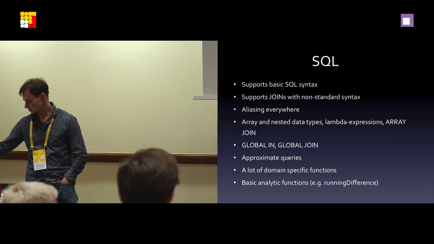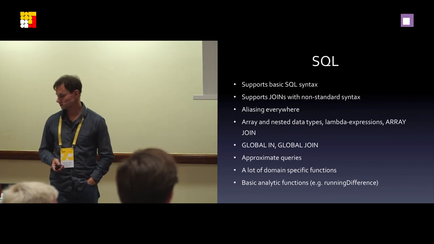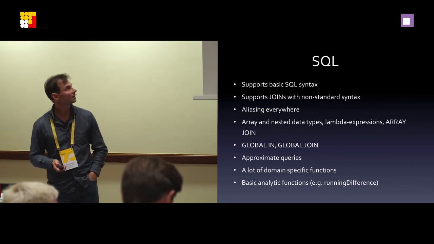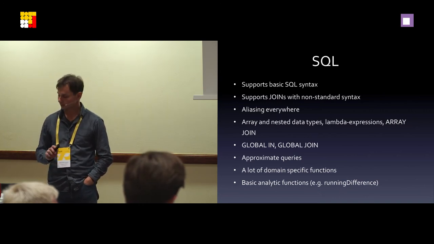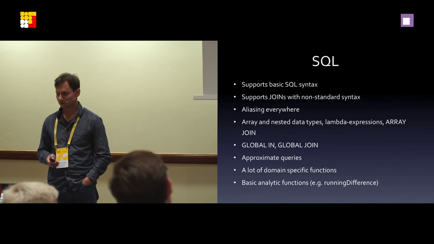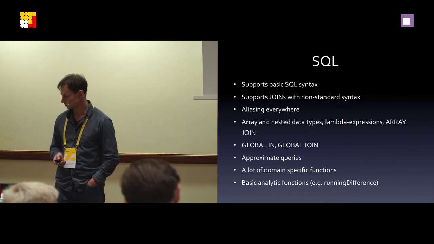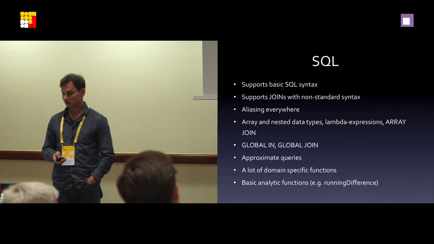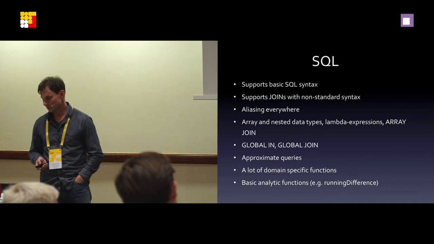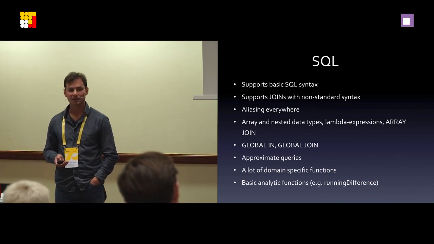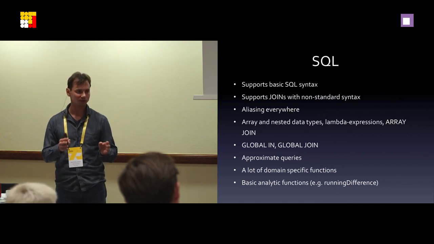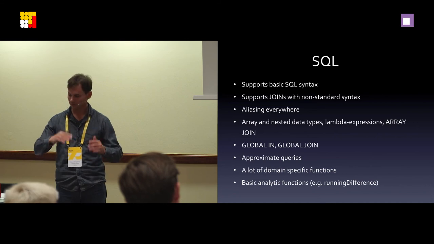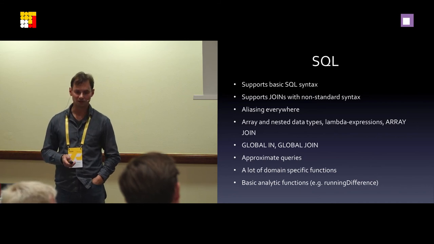SQL is a kind of pain, actually. ClickHouse supports basic SQL syntax, and this is great. Support of JSON, it supports joins, but with a kind of non-standard syntax, and no BI tools know about the syntax yet. On the other side, ClickHouse supports aliasing everywhere, so you can alias not just columns or tables, but you can alias expressions or just parts of expressions, and do all kinds of substitutions later. ClickHouse does all kinds of substitutions.